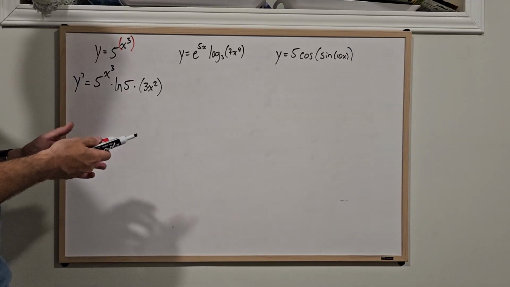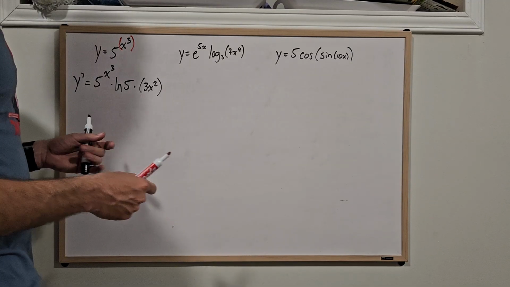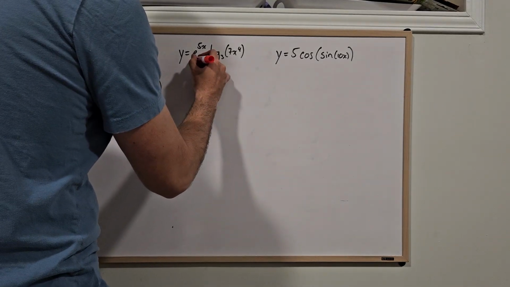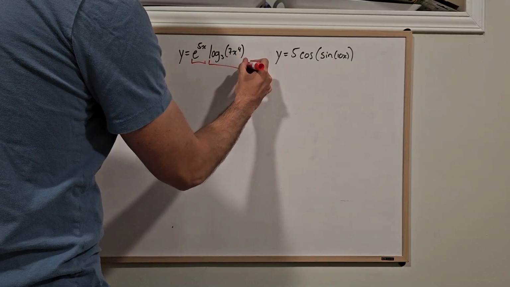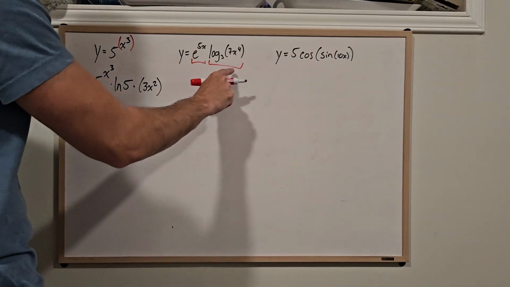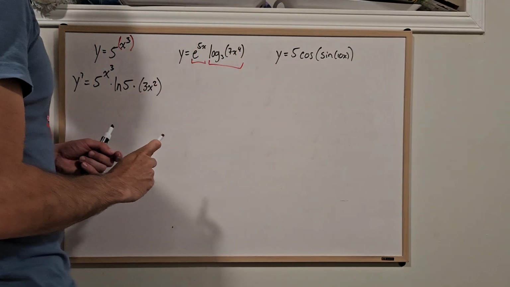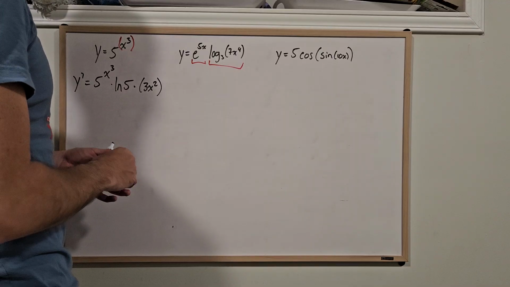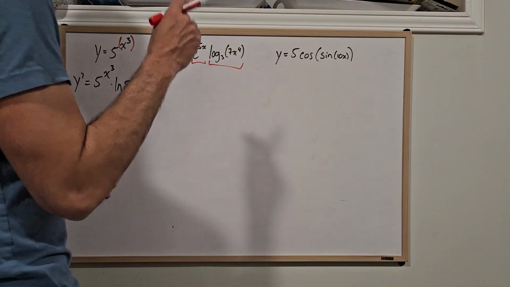Here we have, this is going to be the product rule. Okay? We have two functions here. We have e to the 5x, and we have log base 3 of 7x to the exponent of 4, okay?